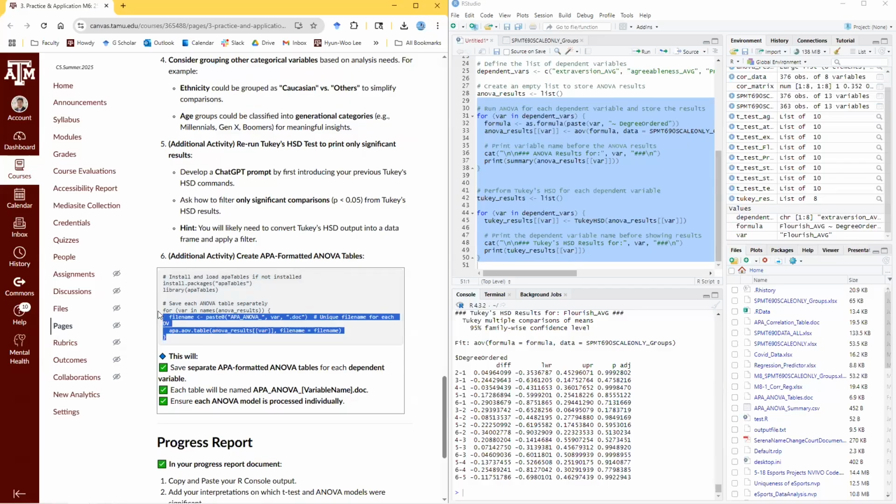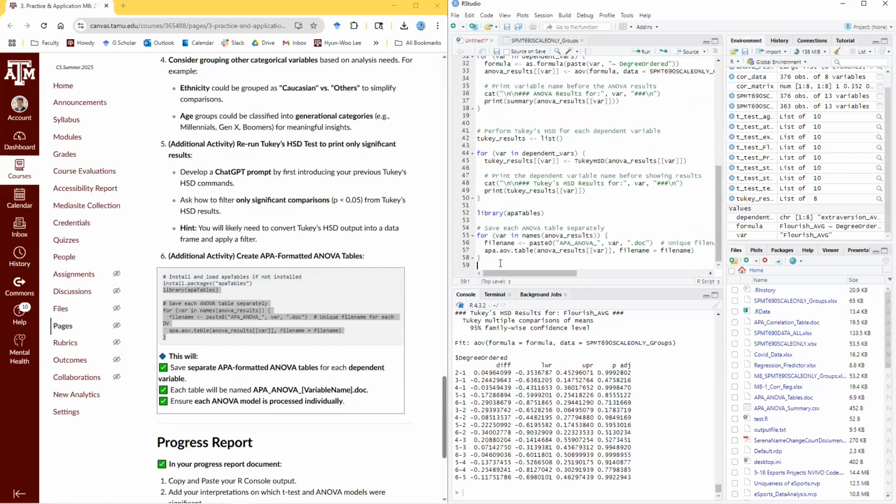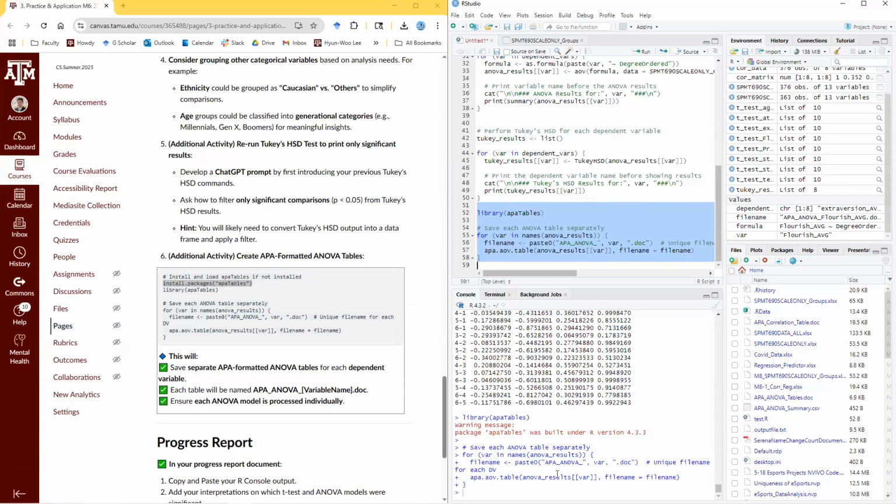Let me do this for you. So we're going to load the apaTables library. We did install the package early on in the previous week, so we don't need to install the package because it's already installed. We just need to load it into our library. So I run it, and after I run it, I'll refresh our files window by clicking the home button.